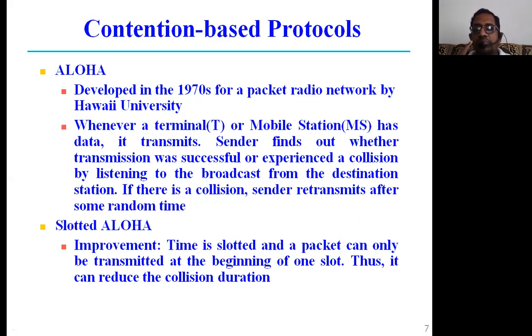One more protocol, an extension to the Aloha protocol, is called the slotted Aloha protocol. It is an improvement on the Aloha protocol. So what improvement can we achieve here? The time is slotted and a packet can only be transmitted at the beginning of one slot. Thus it can reduce the collision duration.